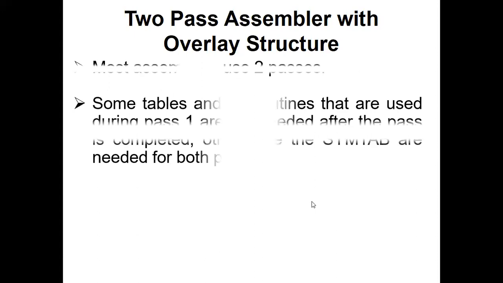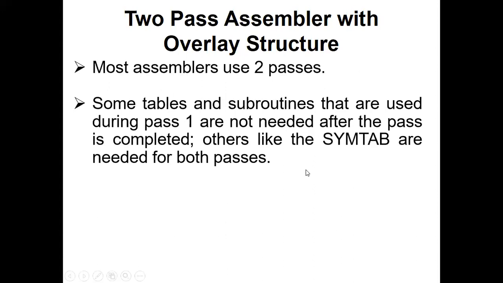Of course, we all know that. Most assemblers use the two passes, okay? And we know that some tables and some subroutines that are used during pass one are not needed after the pass is completed. But the others, like the symbol table, those ones we need both.